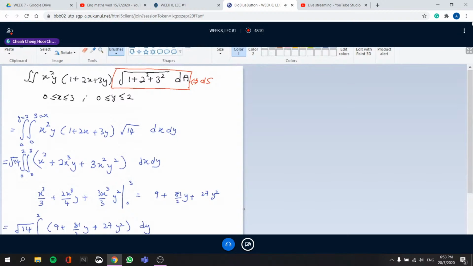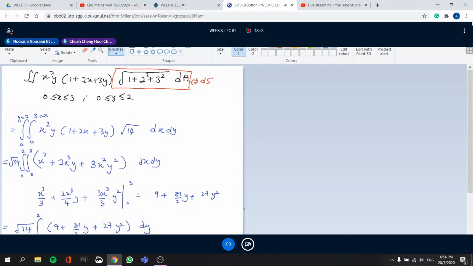Madam, how did we get the limits for x and y? It is given by the question already. I'll show you back on the slide. It's given already, 0, 3 and 0, 2. That means x from 0 to 3, y from 0 to 2.